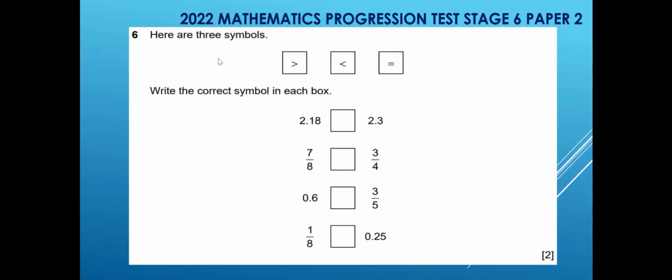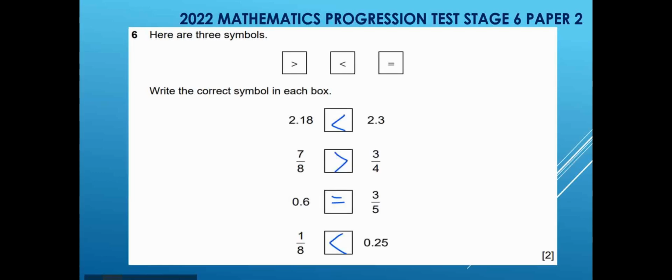Question 6, here are 3 symbols. Write the correct symbol in each box. 2.18 blank 2.3. 7 over 8 blank 3 over 4. 0.6 blank 3 over 5. And 1 over 8 blank 0.25. 10 seconds. 10, 9, 8, 7, 6, 5, 4, 3, 2, 1. If you have not finished, you may pause this video. We will reveal the answer now.